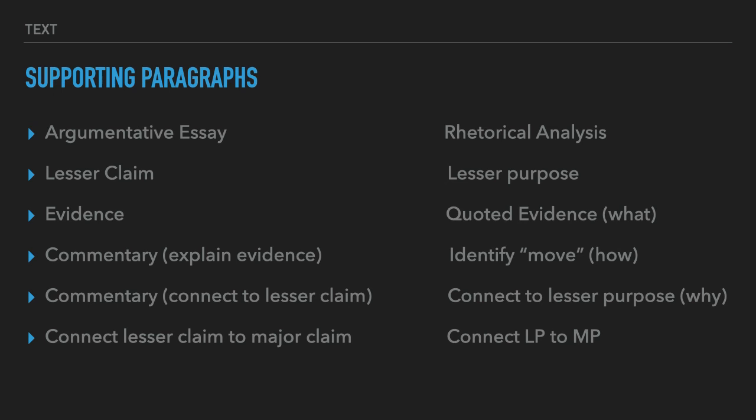You have evidence in an argumentative essay, either quoted or paraphrased. For a rhetorical analysis, it's a good idea to go with quoted evidence, just because there's no question there. If you have the quote, you pull it directly from there. You're using his words, you're analyzing his words, you're not paraphrasing, because if you paraphrase, there's often room for misinterpretation. So go with quoted evidence on a rhetorical analysis.